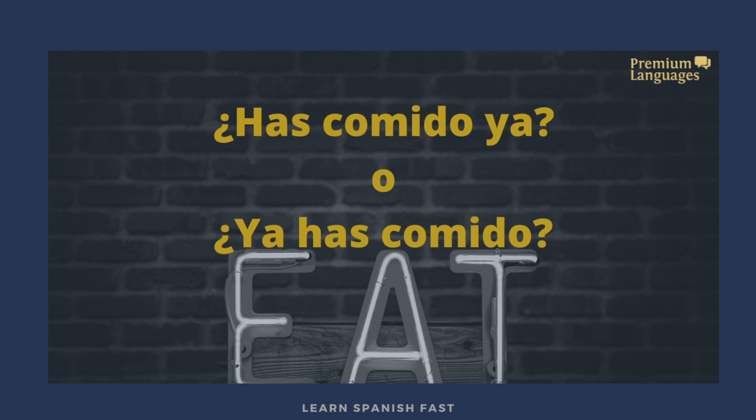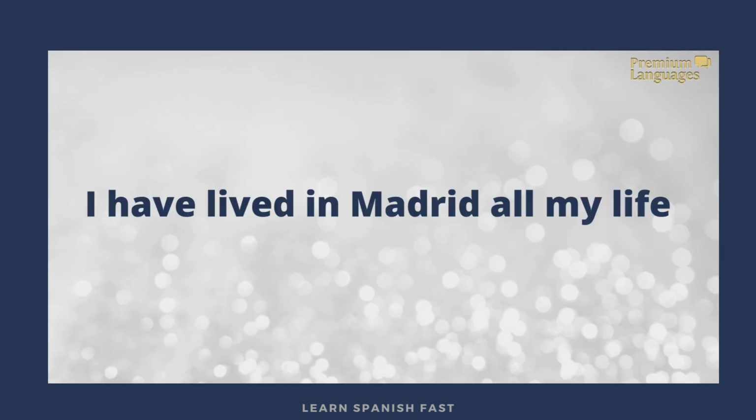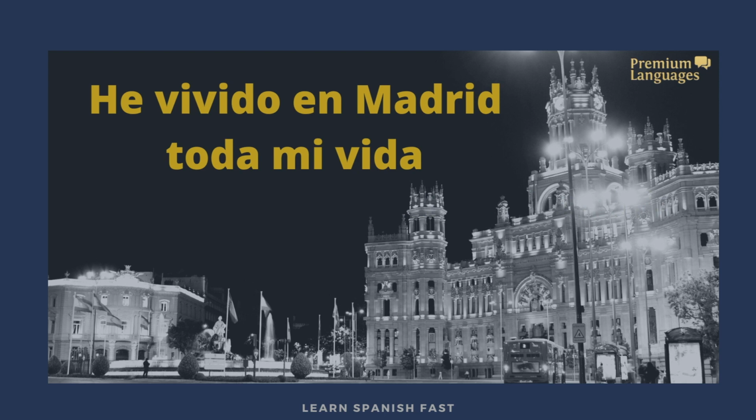As you know, you don't necessarily need to use the pronouns in Spanish when conjugating verbs, at least not all the time. I have lived in Madrid all my life. He vivido en Madrid toda mi vida. So again, here we're dropping the pronoun. You can use yo, or you can drop it. And then he vivido en Madrid toda mi vida is the translation for I have lived in Madrid all my life.